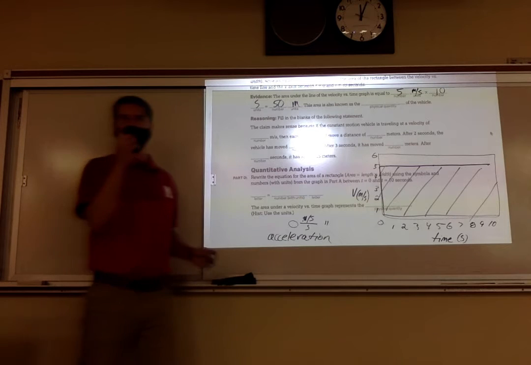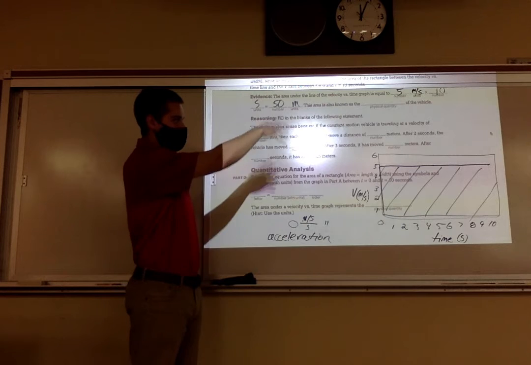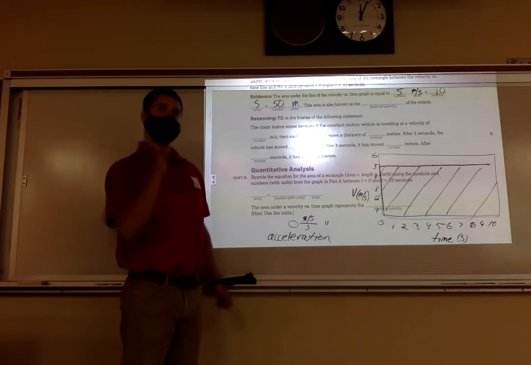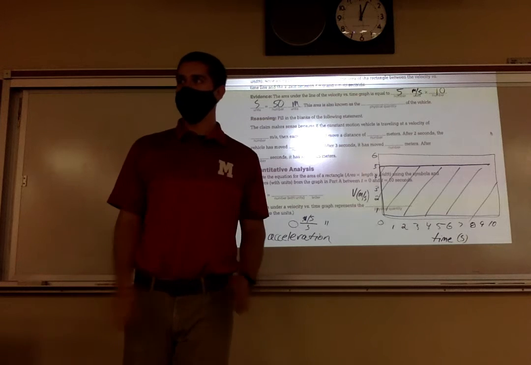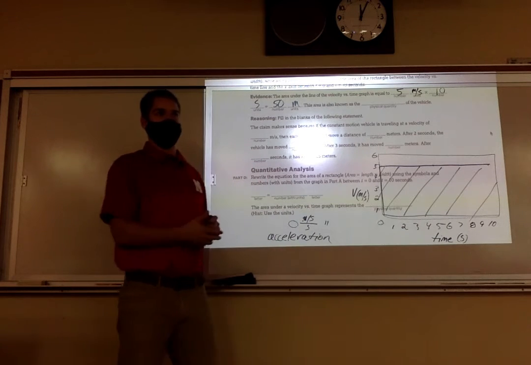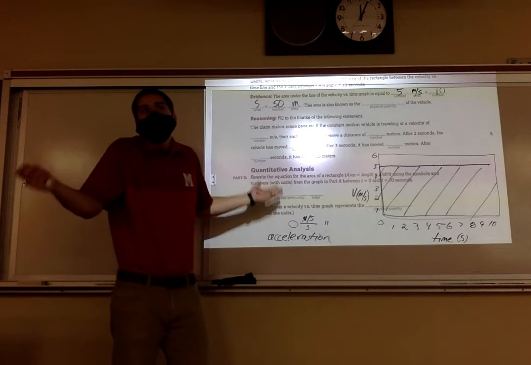So one, that's probably a little weird. How did you get meters from drawing an area of this velocity time graph? The bigger question is, what does that mean? This is actual data. This is physics. We have 50 meters. What is meters?